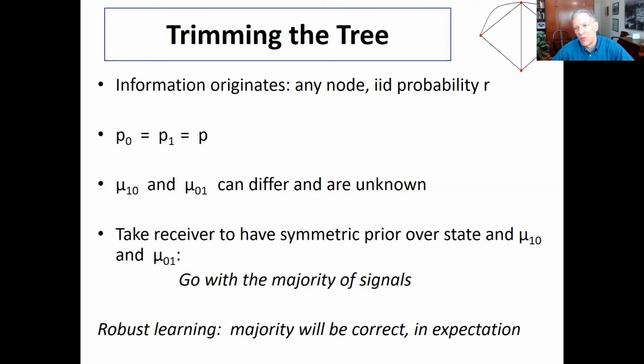So if I get more ones than zeros, I'm going to believe 1. If I get more zeros than ones, I'm going to believe 0. And so what we want is robust learning, in the sense that we want the tree to be structured so that the majority is going to be correct in expectation. So in expectation, regardless of whether it starts out as ones or starts out as zeros, we'd like the majority of the messages that reach somebody to be correct.